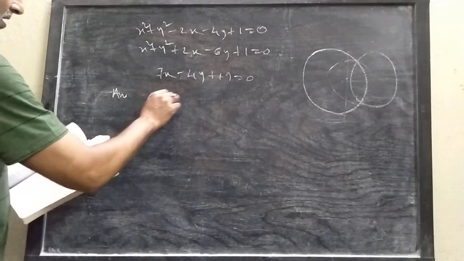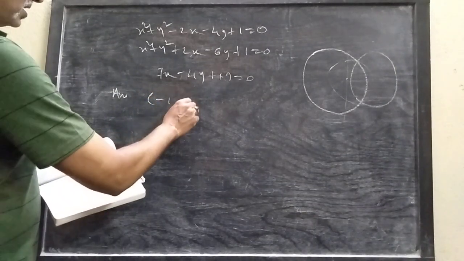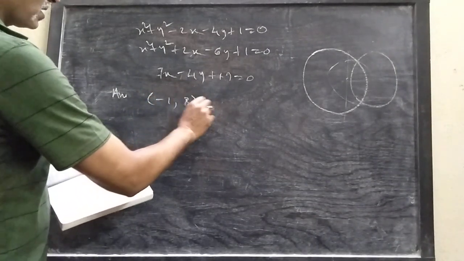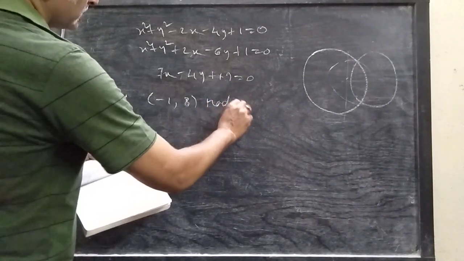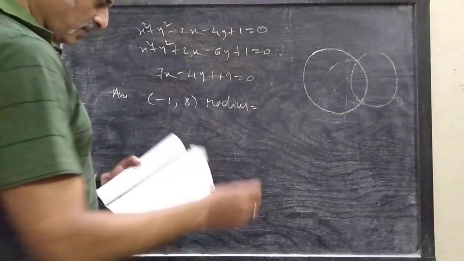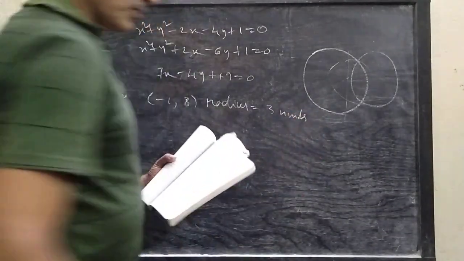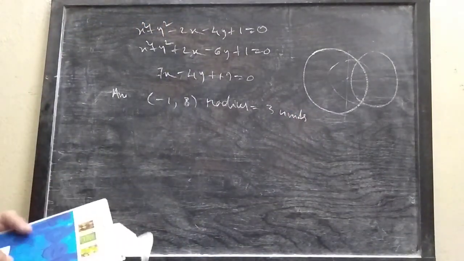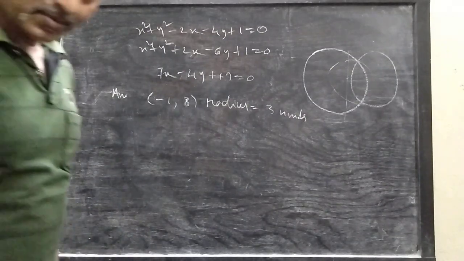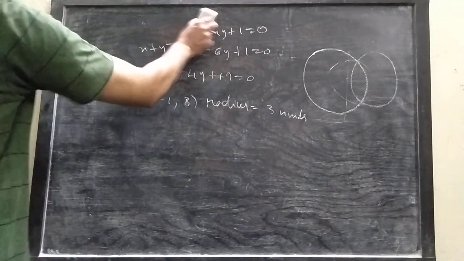So the answer: center will be at minus 1, 3 and radius will be 3 units. You can do this on your own effort. So I am giving this as homework.